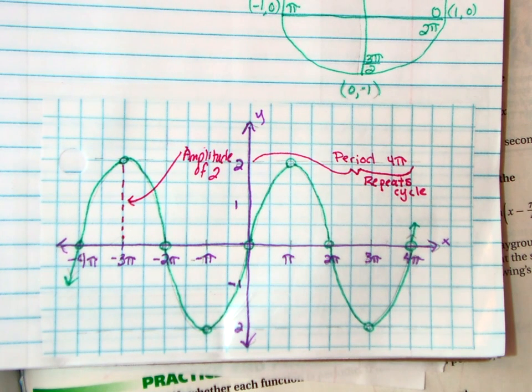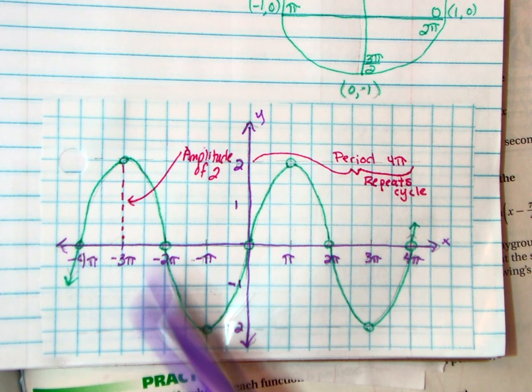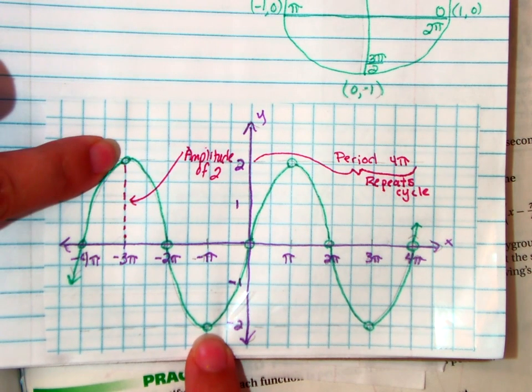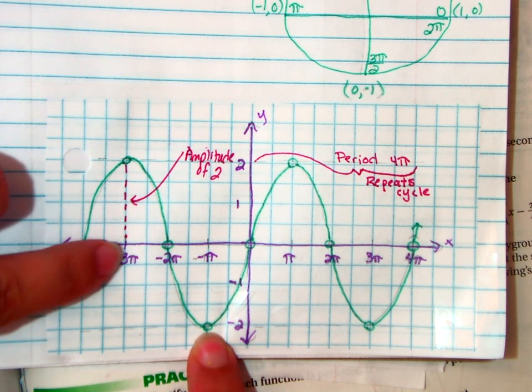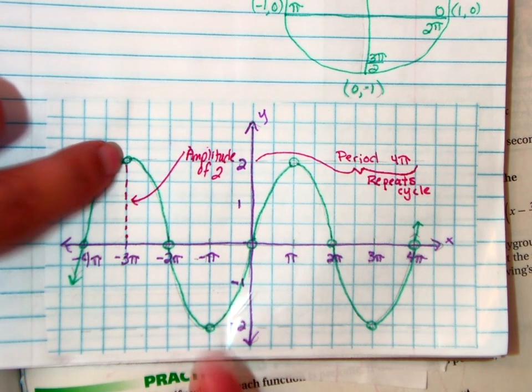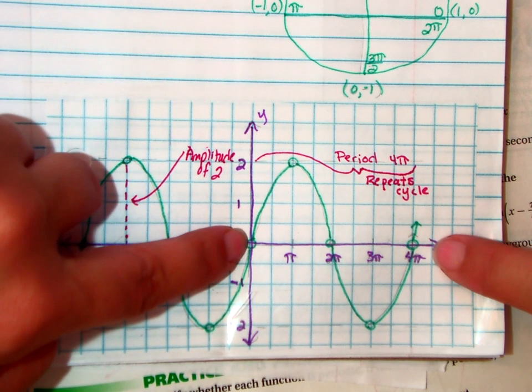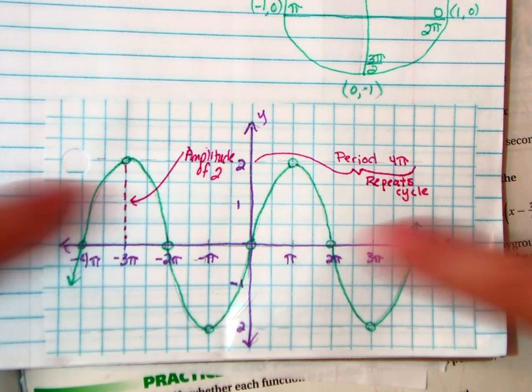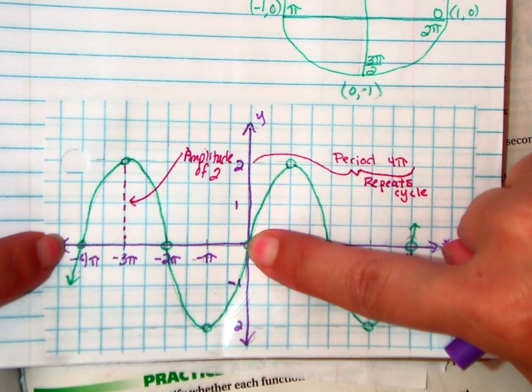So the amplitude is half the distance between the min and the max. So from here to here, I have an amplitude of 2. My period is 4 pi. So every 4 pi, it repeats itself.